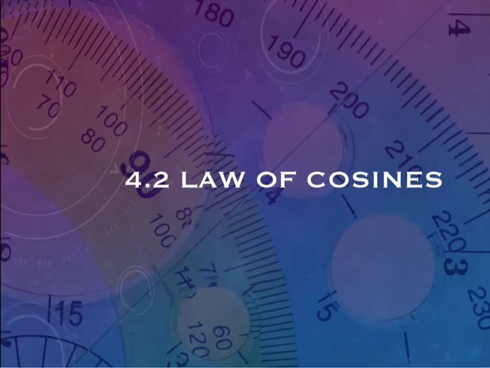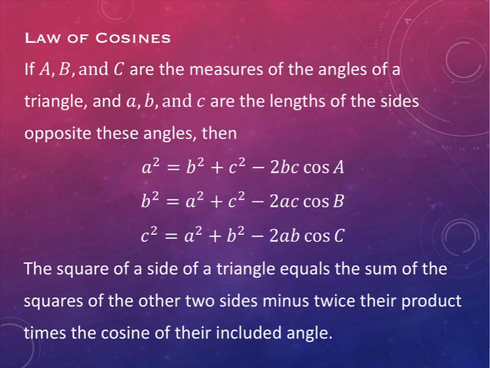So 4.2 is called the law of cosines. Generally speaking, a problem will present itself that it needs to be using either the law of sines or the law of cosines to start. You don't just get to pick. So in particular, the law of cosines happens when we actually have an angle.